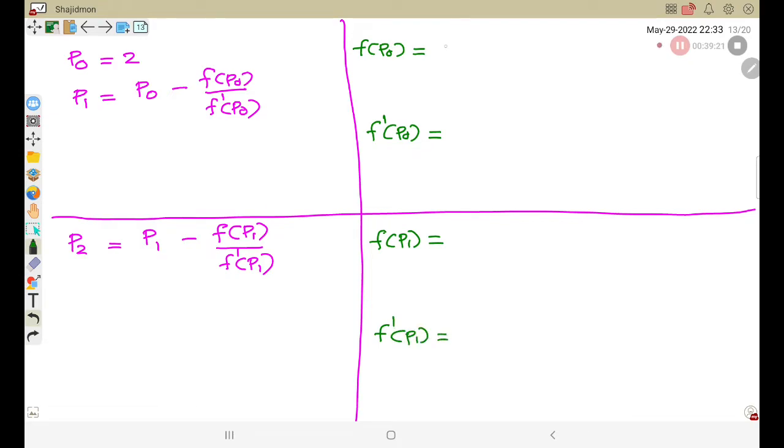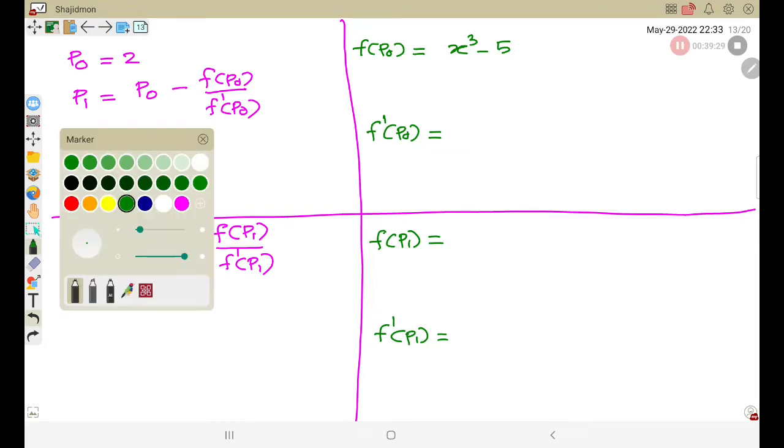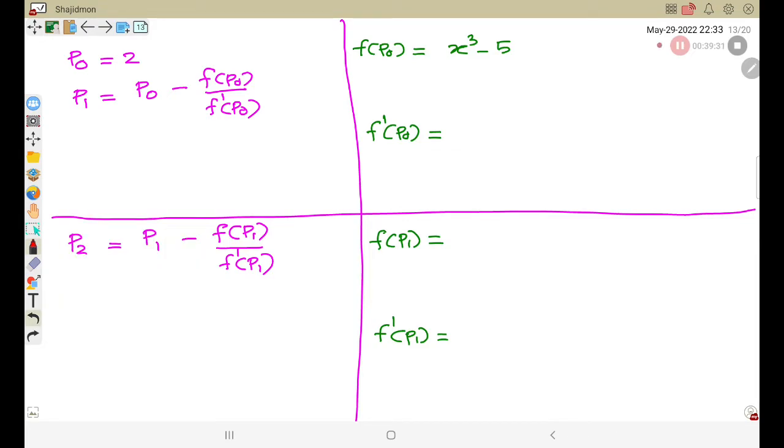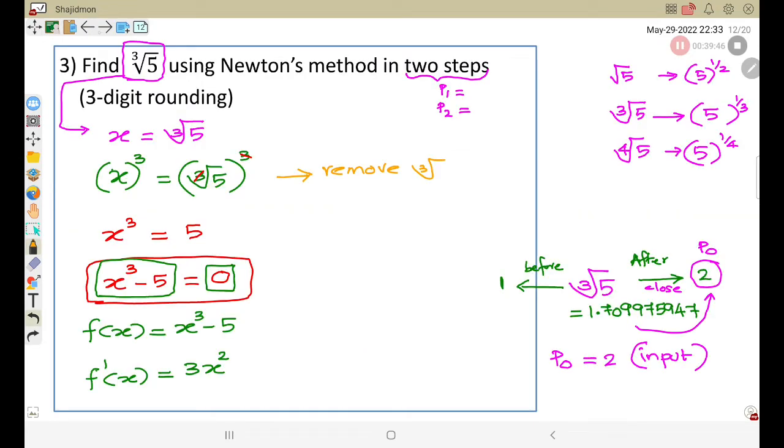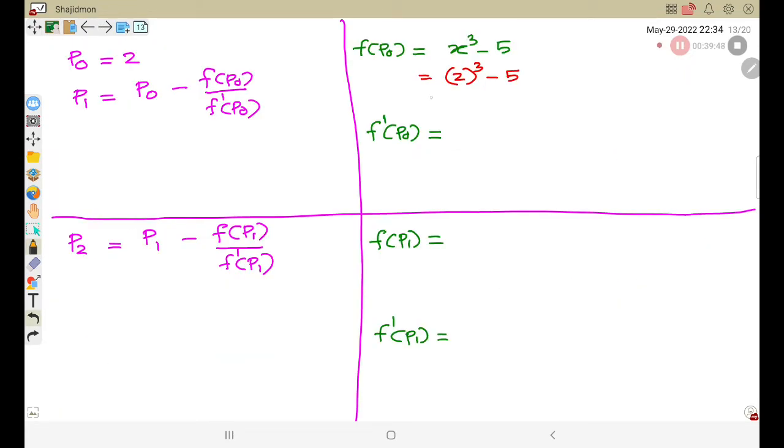So first we are doing f of P0. What is f of x here? x power 3 minus 5, correct? Now, x is replaced by P0 because it is f of P0. What is P0? 2. So 2 power 3 minus 5. Calculate separately with 3 digits rounding, it is given 3 digits rounding. So 2 power 3 is 8, minus 5. 8 minus 5 means 3. You can check by calculator.